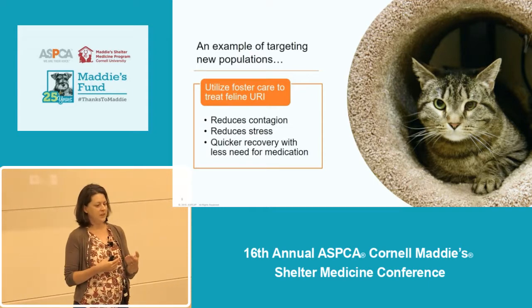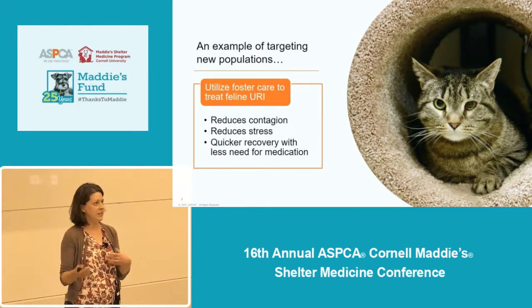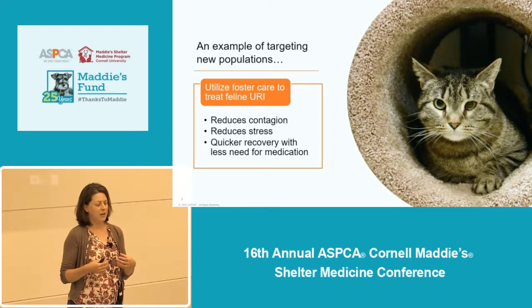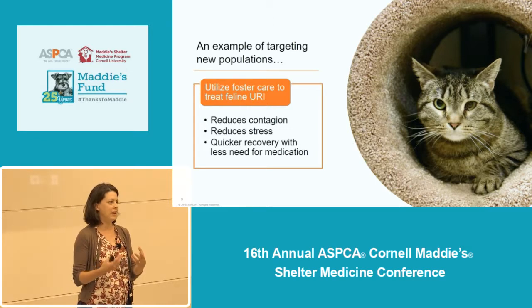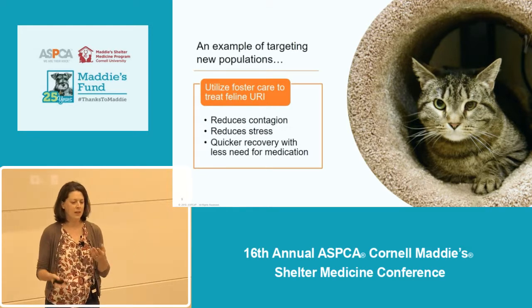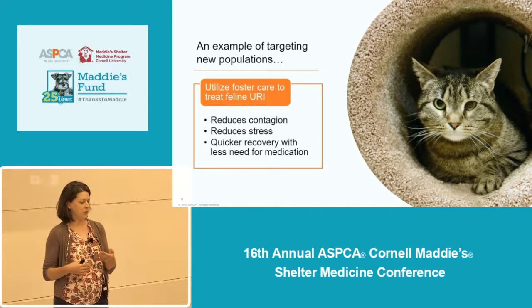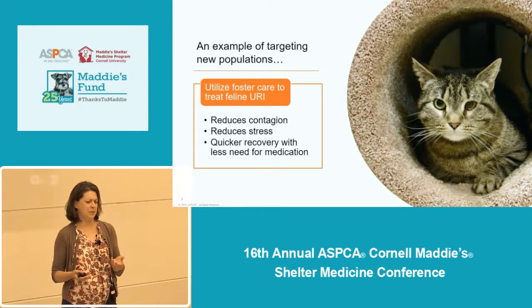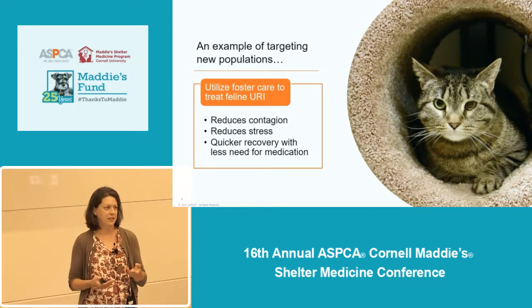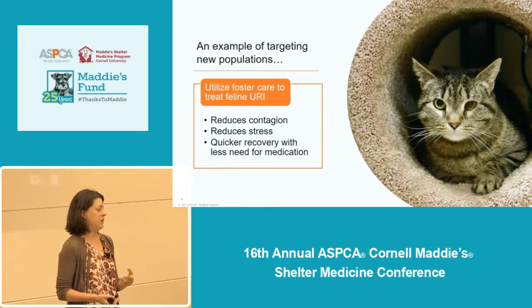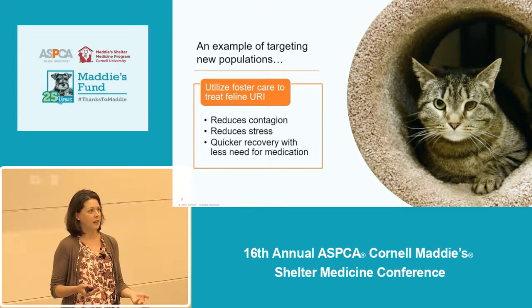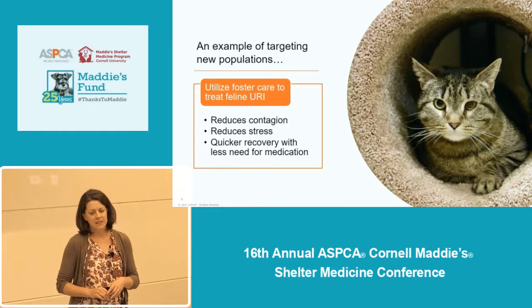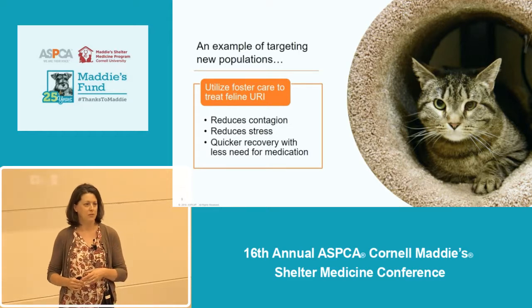Whereas getting them out into foster care, we reduce that risk of contagion to other cats, but we also can reduce their stress and we can get them in a comfortable environment. It can allow them to recover more quickly with less need for medication. So I mentioned this as an example. I don't think that this is necessarily a super, super innovative thing to do. I'm guessing a lot of you out there are already doing this if you're doing medical recovery in foster care. But I think this is a really neat example of kind of a low-hanging fruit.